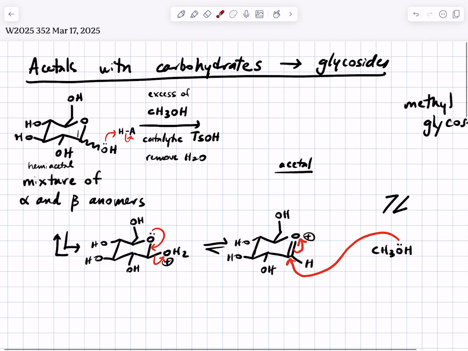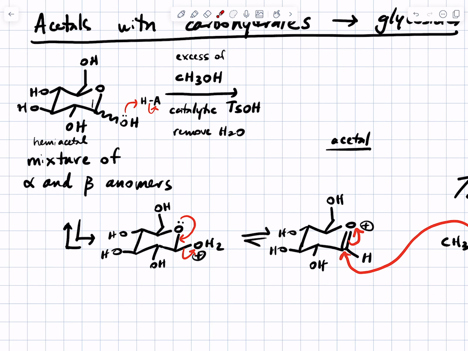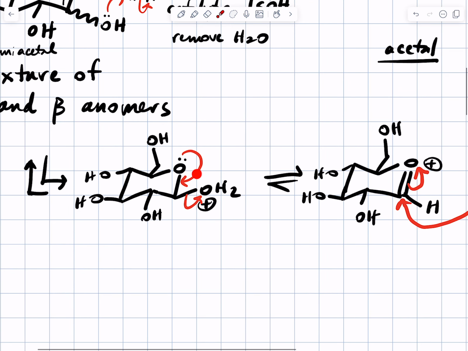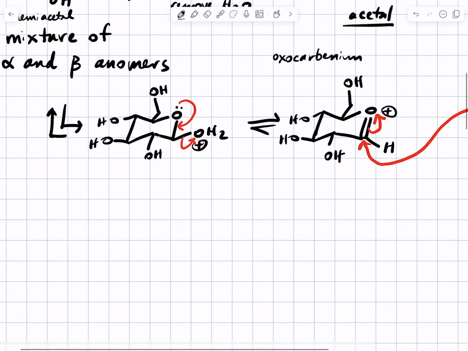We're removing water. As we discussed last time, first step, you protonate the C1 OH group to turn it into a good leaving group. Then the neutral oxygen can kick off that good leaving group to get this intermediate, which we've called an oxocarbenium ion or an oxonium ion.